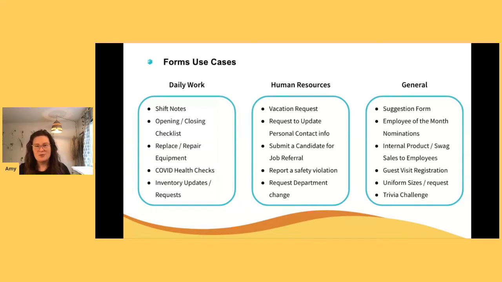Repairing or replacing equipment. This is something we see frequently. If something's broken or missing, you can submit a request and even include a picture to show what is broken about that equipment. So that way the leadership team knows exactly what's wrong and what specific part needs to be fixed, or if the entire machine itself needs to be replaced.